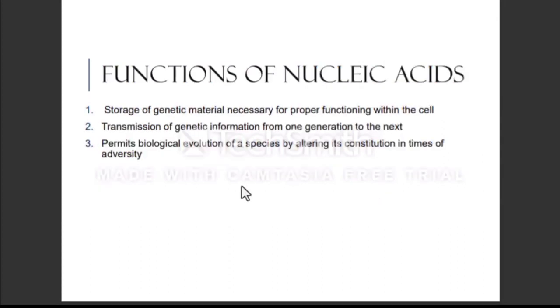Then the different functions of nucleic acids are: first, the storage of genetic material necessary for proper functioning within the cell. They can help in the transmission of genetic information from one generation to the next. And they can also permit biological evolution of a species by altering its constitution in times of adversity. Here we have to talk of mutations, which could be favorable in times of adversity, because our genetic information is not fixed, it can vary. There are errors due to mutations, which could be positive or could affect the species negatively. In case it affects positively, it is going to help in the evolution of the species.